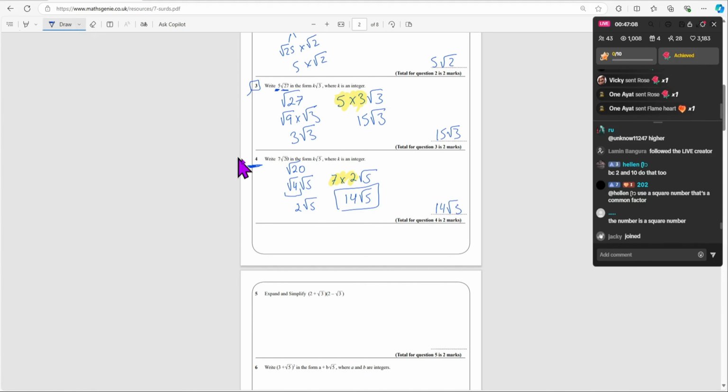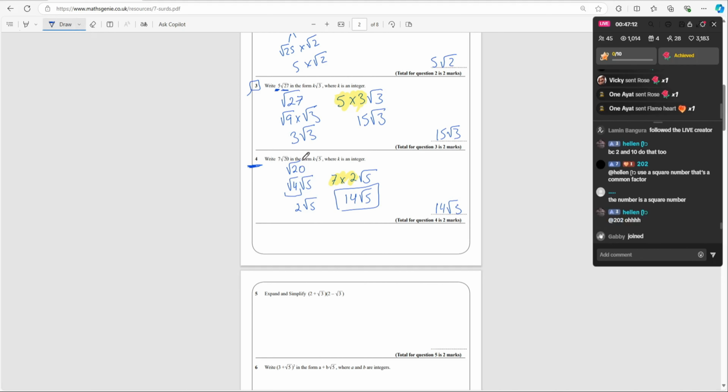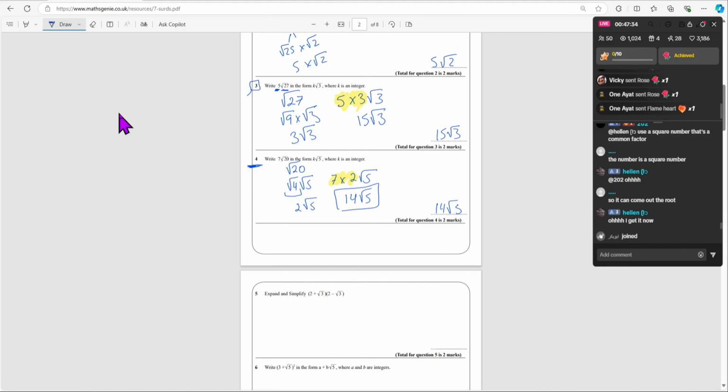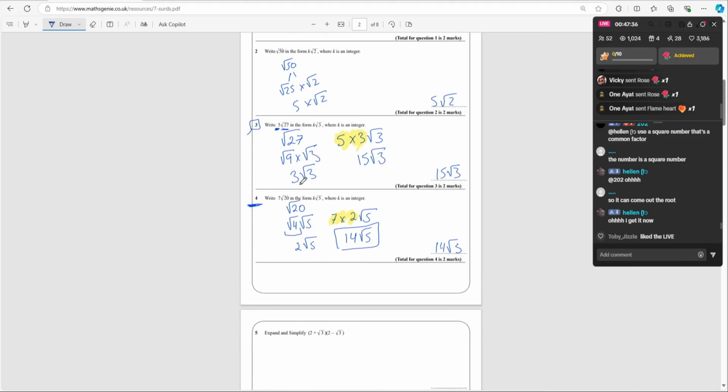We only use the factors where one of them is a square number. Whenever we are trying to simplify surds, one of those factors needs to be a square number. Otherwise, it won't work, because we're trying to simplify. As you can see, in this one, 9 was the square number, so we can simplify it to 3. Here, 4 is a square number, so we simplified it to 2. Over here, 25 is a square number and we simplified it to 5, okay?